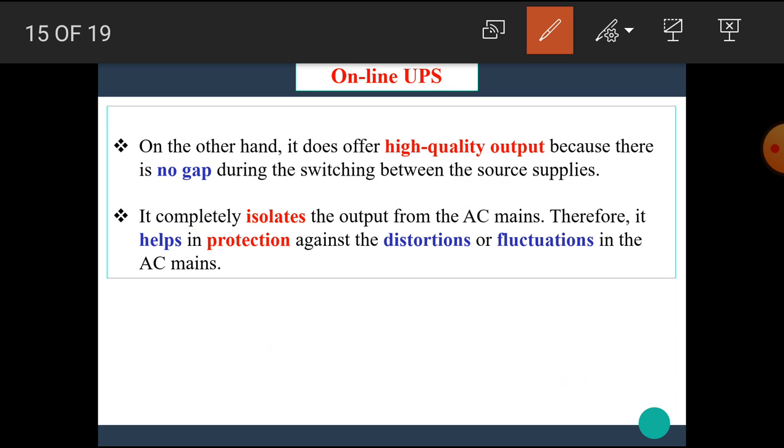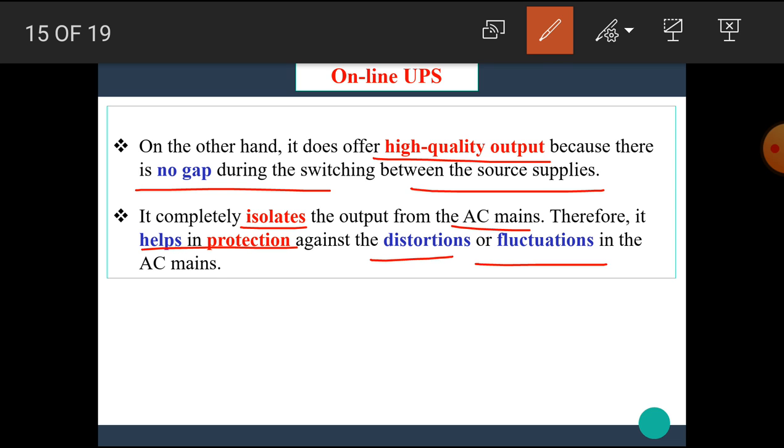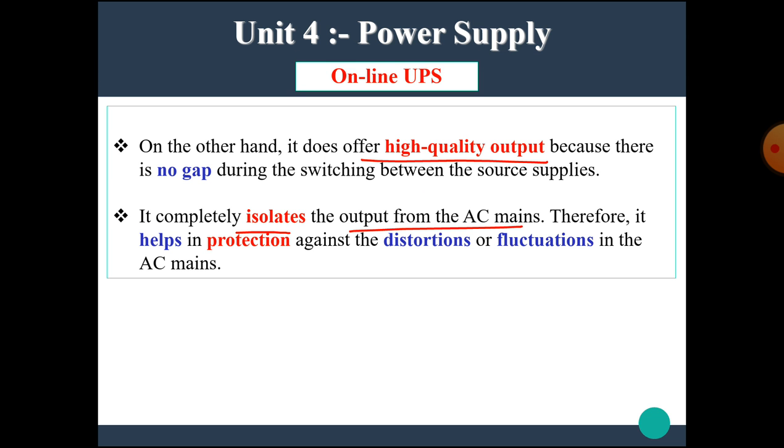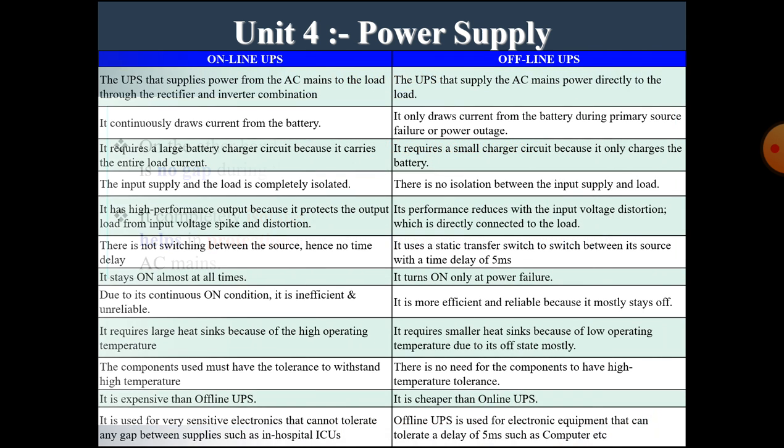On the other hand, it offers high quality output because there is no gap during the switching between the source and supplies. It completely isolates the output from the AC mains, therefore it helps in protection against distortion and fluctuation in the AC mains. These are the advantages of online UPS: it has high quality output and it isolates the output from the AC mains.